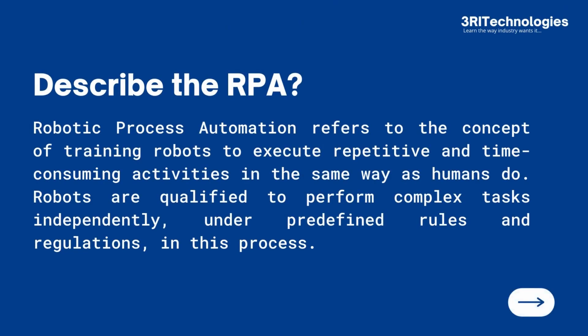Describe the RPA. Robotic process automation refers to the concept of training robots to execute repetitive and time-consuming activities in the same way as humans do. Robots are qualified to perform complex tasks independently, under predefined rules and regulations.